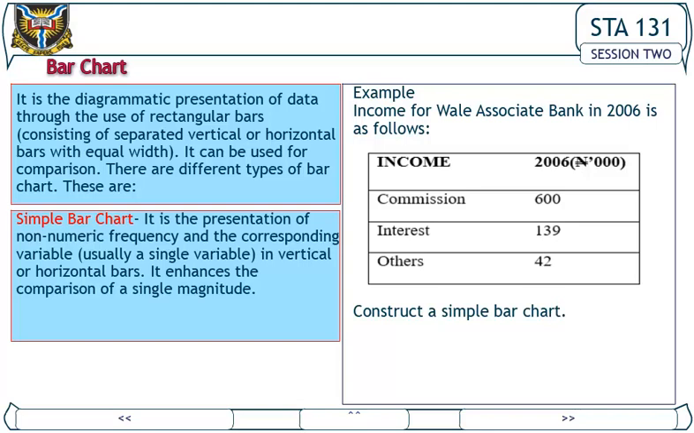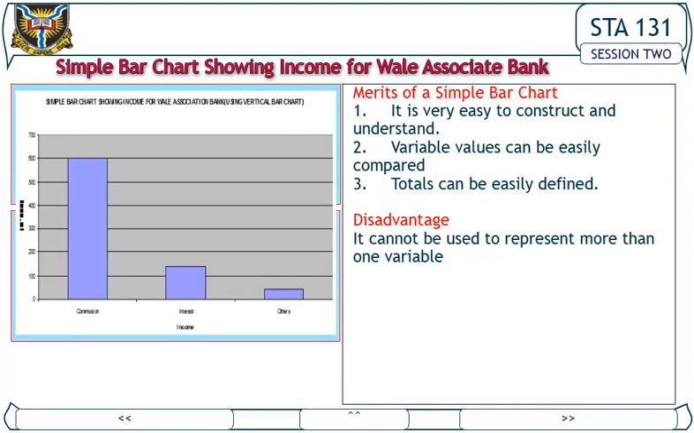It is the presentation of non-numeric frequency and the corresponding variable, usually a single variable, in vertical or horizontal bars. It enhances the comparison of a single magnitude. Example: income for Wale Associate Bank in 2006 is as follows. Construct a simple bar chart. Simple bar chart showing income for Wale Associate Bank. Simple bar chart showing income for Wale Associate Bank using vertical bar chart.